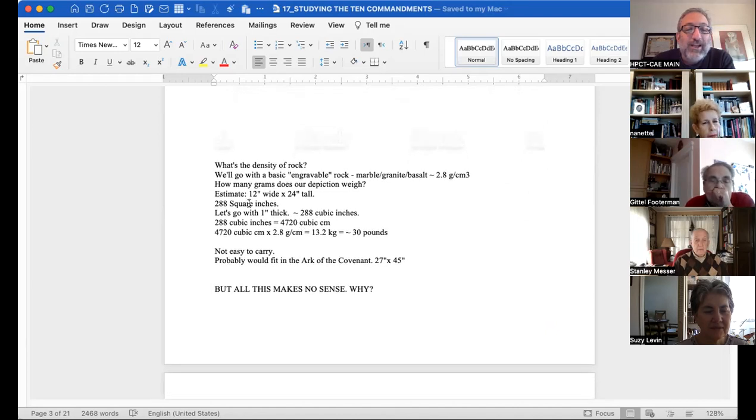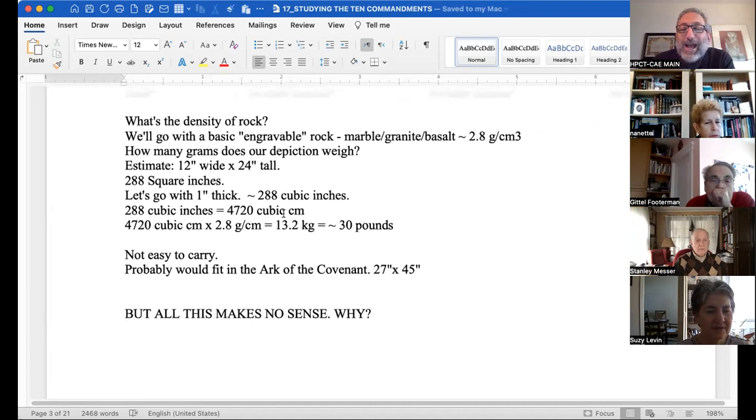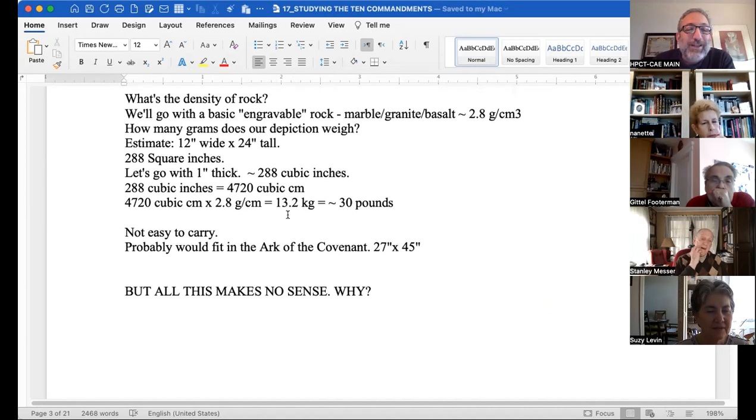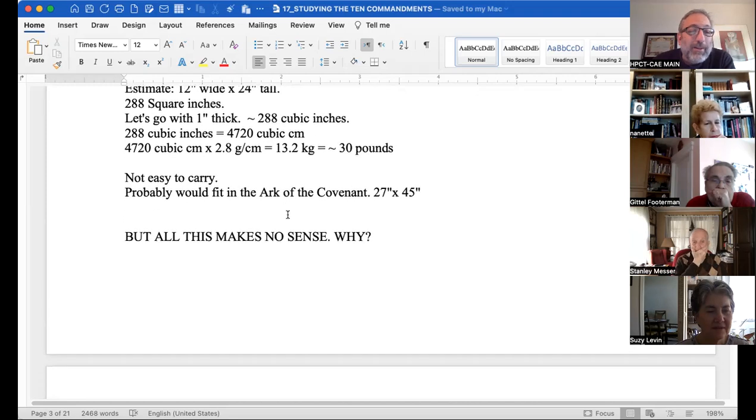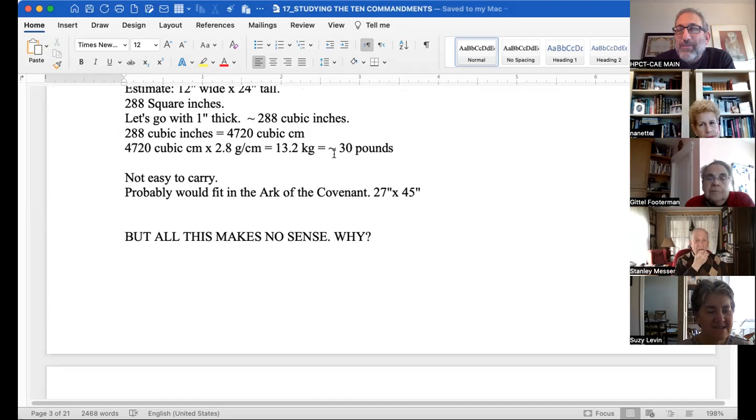It's 288 square inches. So we're going to go with 1 inch thick slabs, because a half inch you'll crack. You can't chisel on a half an inch. You got 288 cubic inches, and so on. It's about 30 pounds, okay? Maybe more, the way that it's depicted, 30 pounds to carry on your chest, and not do anything else. It's really hard. Now, of course, it's the 10 Commandments. It's the Bible. It's a miracle.